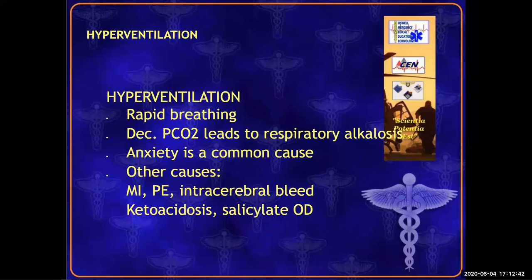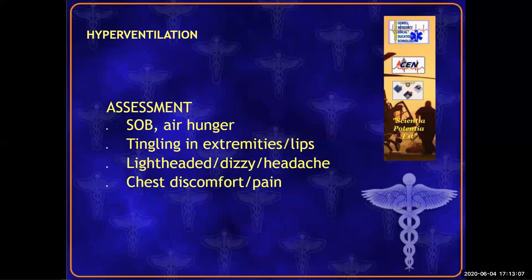However, even though a lot of times we can pick up on these right away, you can look at them, you know what the deal is, right? But we also want to make sure that they're not actually compensating for something else. Because, for example, if they're in some metabolic acidosis, the compensation for that is hyperventilation, or that aspirin overdose. Again, metabolic acidosis, the hyperventilation may be the compensation. But we're going to talk about this from the perspective where it is the primary problem.